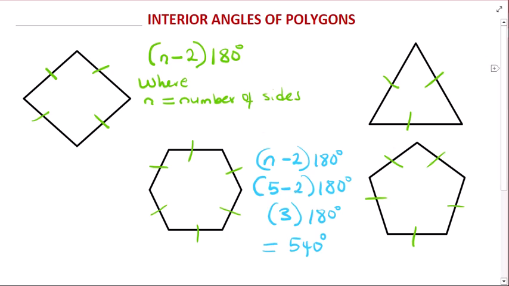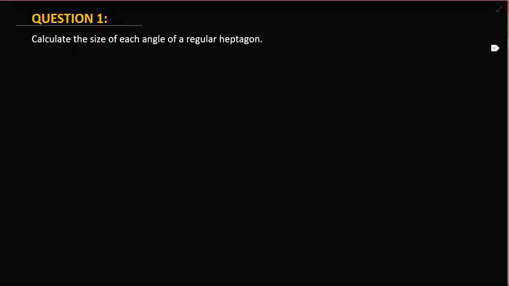Yeah, so let's go to the questions. Now we have been able to go through the basics. Let's go and solve questions. At this point I feel like you are fit to tackle some questions, so let's do that together. Calculate the size of each angle of a regular heptagon. Okay, this question is a little bit tricky. I want you to pay attention to details and I don't want you to miss anything.